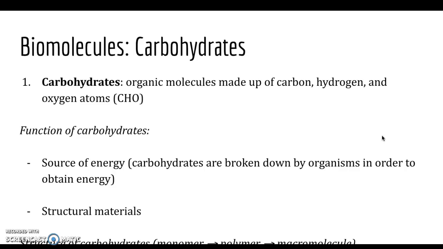When carbohydrates are broken down by organisms, they can obtain energy. For example, we know that potatoes are an example of a carbohydrate. When we eat potatoes, we are able to digest the potato and break it down. As that potato is being broken down by our cells, we are able to obtain energy from that potato. So carbohydrates are a source of energy.